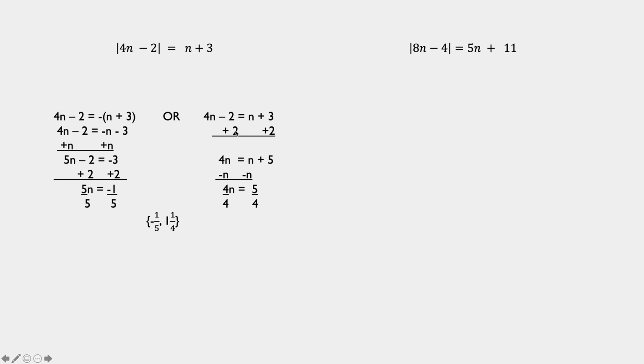4n minus 2 is n plus 3. Adding 2 to both sides, 4n equals n plus 5. Again, I always start with n's, but I must have had a template here where I started with the numbers. Subtracting the n from both sides, 4n is 5. Dividing by 4, that's 1 1/4. So there are my two correct answers shown for you.